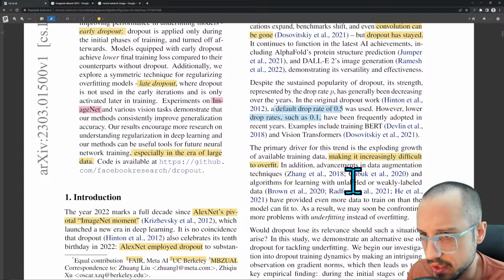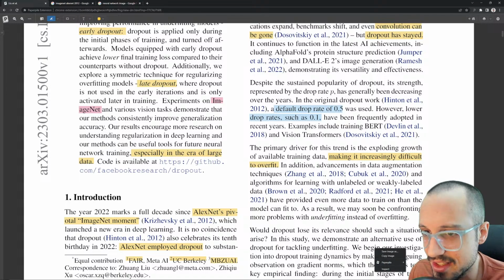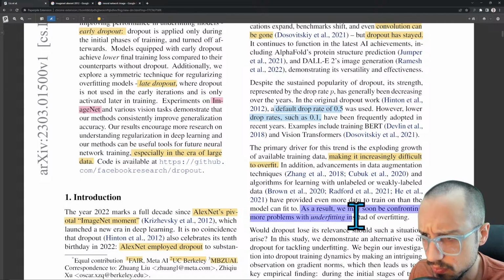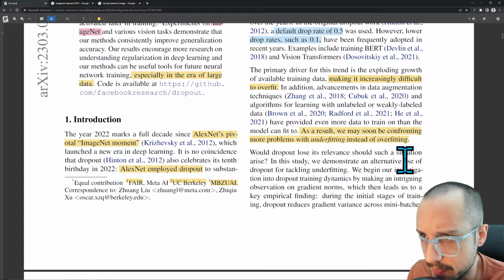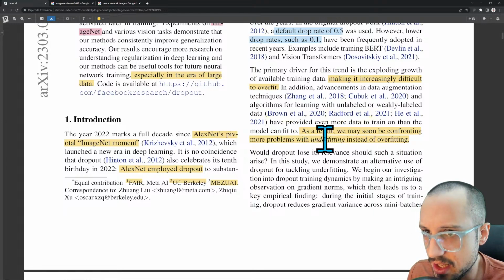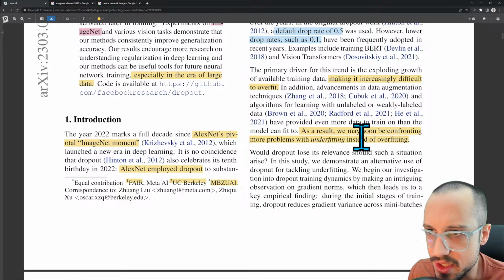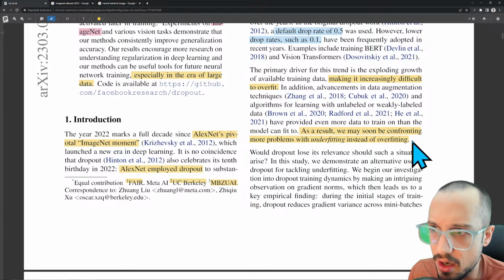Algorithms for learning with unlabeled or weakly labeled data are providing even more data to train on that the model can fit on. As a result, we may soon be confronting more problems with underfitting instead of overfitting. This is kind of interesting, right? There's this idea that maybe overfitting was a common problem that we would run into when we were training small models on small data sets.